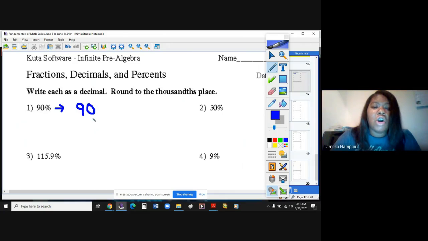Because 90 is a whole number, that means my decimal is going to start behind the ones place, which is the 0. And I'm simply going to move it 1, 2 places to my left.